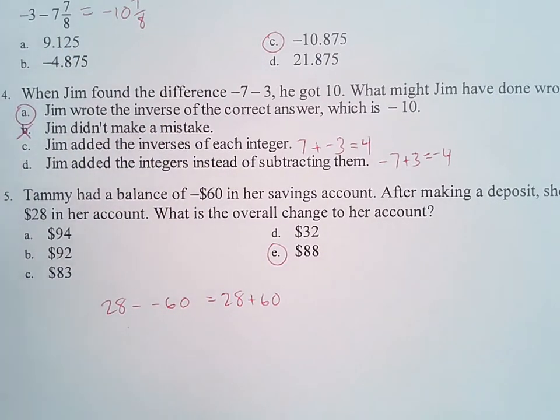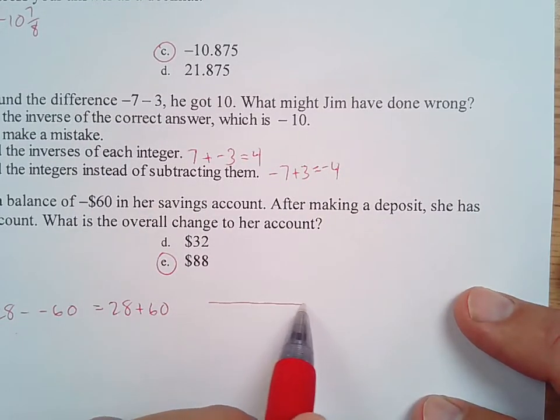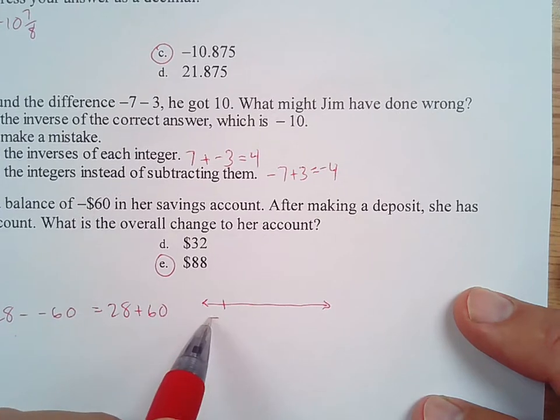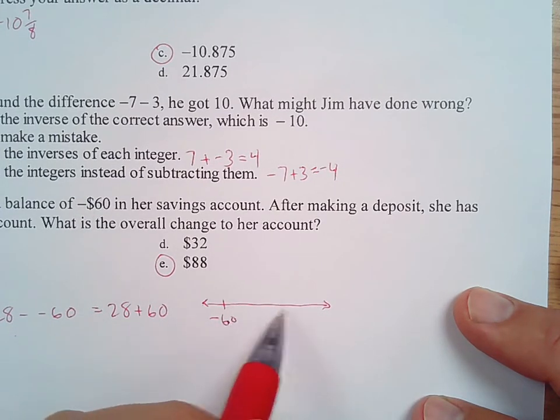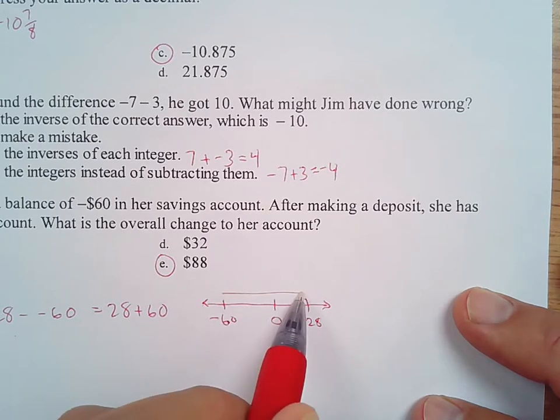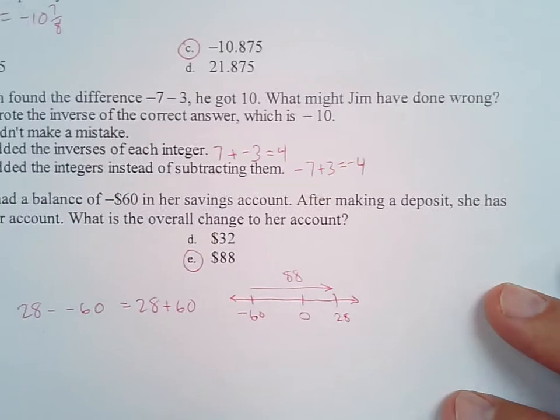I believe. I'm going to check my answer just to make sure. Yeah, that would have to be it, because if you look at a number line, you would have -60 and all the way to 0 and then to 28, and that right there is 88. Yeah, for sure. Okay, so number 6.